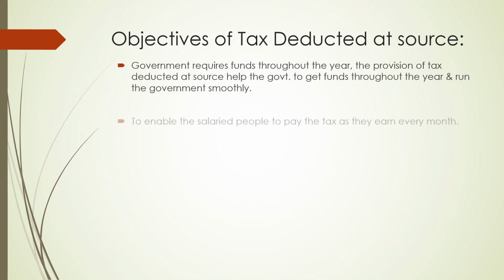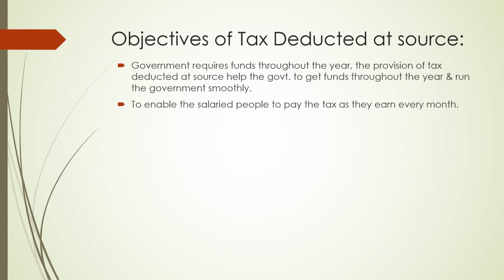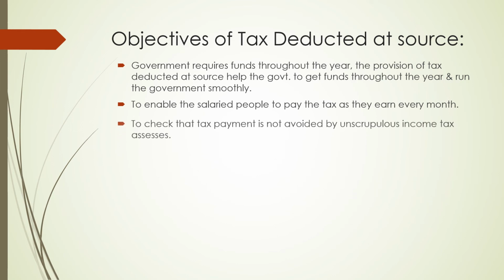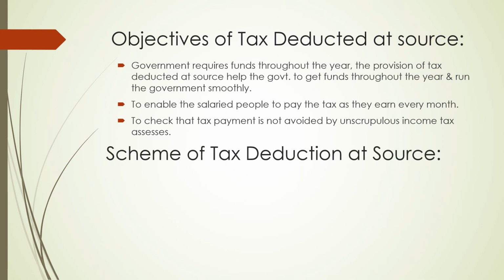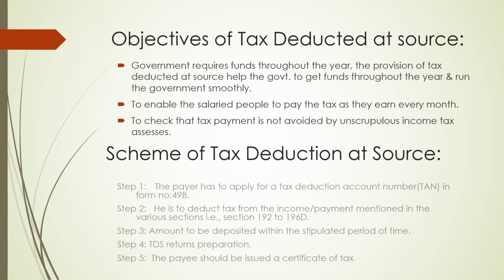Now we'll see the second objective: to enable the salaried people to pay the tax as they earn every month. So salaried people will pay tax every month. Third, to check that tax payment is not avoided by unscrupulous income tax assessees. If tax deducted at source is done in a regular way, then individuals have no choice of avoiding this tax payment.